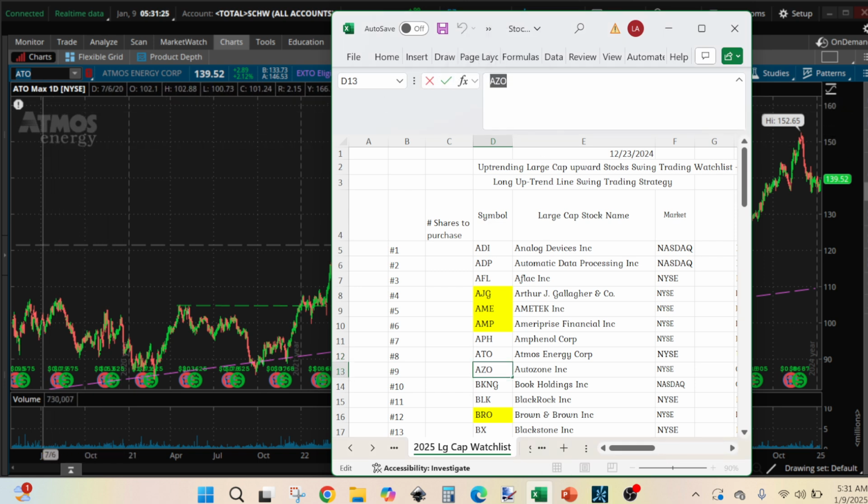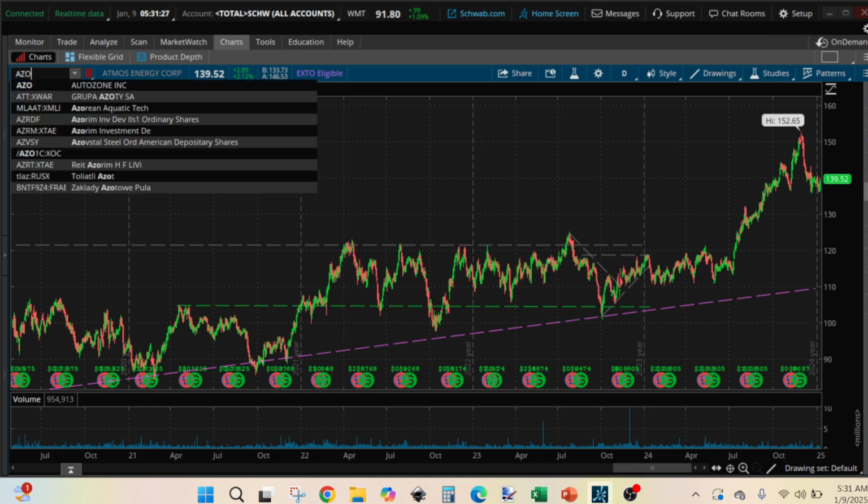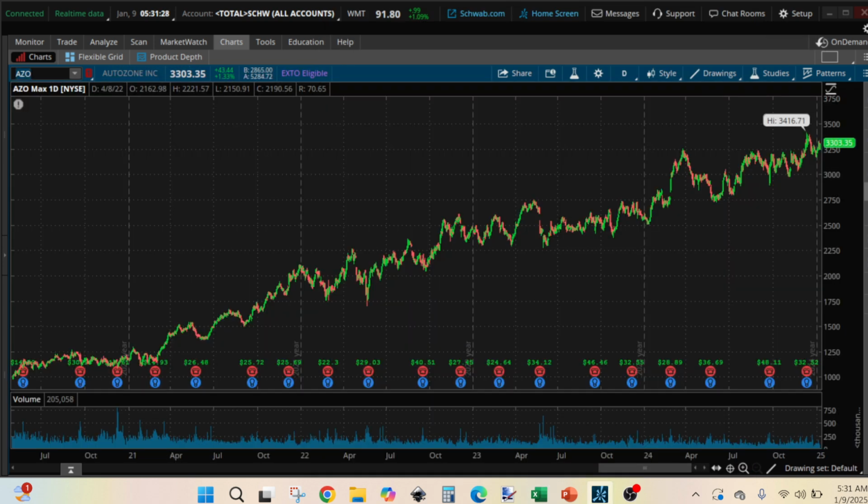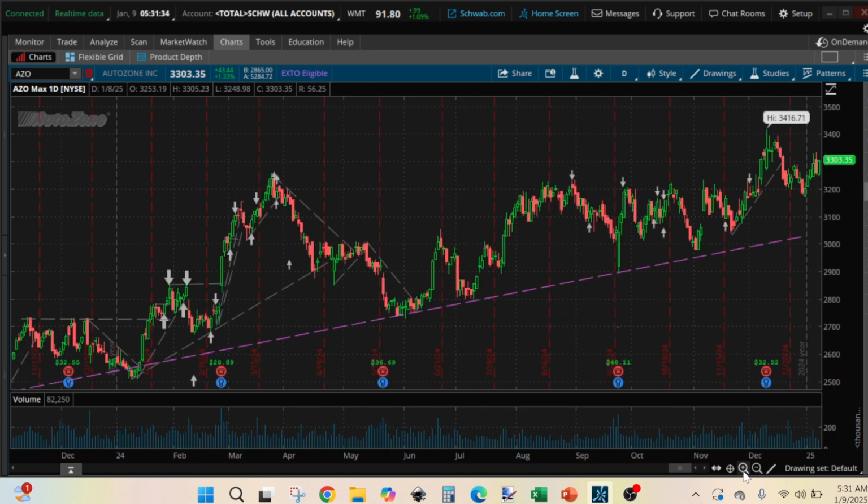AZO, you are not going to purchase on a daily basis, but you are just going to analyze the chart on a daily basis. And when you find a good position for a purchase, then you purchase.